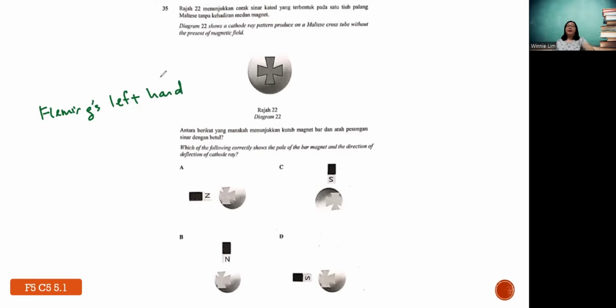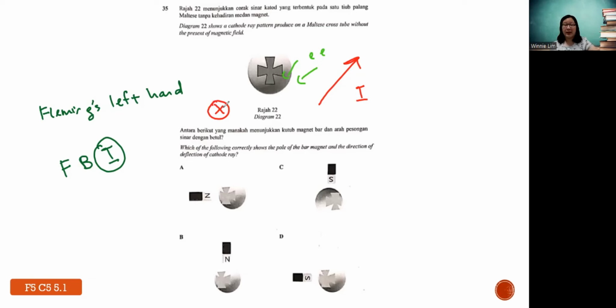But in this context, you must be careful. We always use the idea of FBI, the idea of current. You can see the shadow because the electrons strike this screen. The electrons come up, but current flows in the opposite direction to the electrons. So if this is the front view, the current is into the screen. I put my hand across like what you normally use for FBI, so first you need to know the current is into.